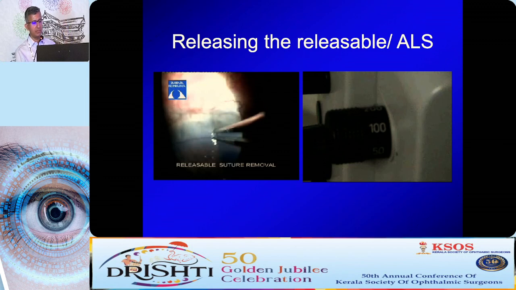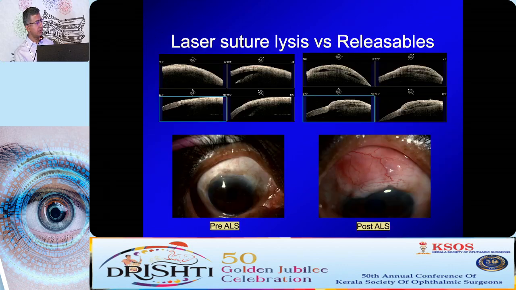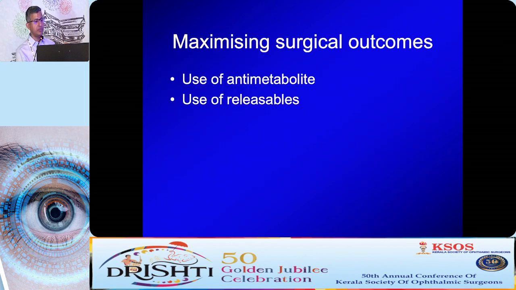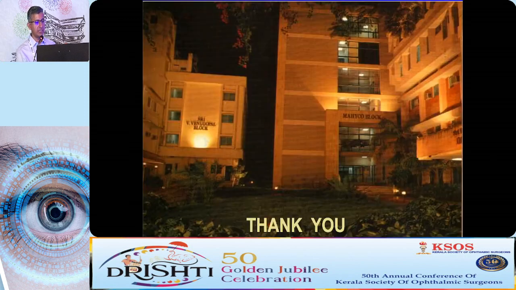Both are fairly effective, and if done properly, this is pre and post release. You can see a small little scarred bleb pre, and post argon laser suture lysis, you're seeing a fairly large diffuse bleb which goes around. So if you have done it at the correct time, you can probably get a fairly good result. Don't forget that if you're very aggressive with this, you might sometimes end up with a shallow anterior chamber even then. So when you want to maximize your surgical outcomes, the use of antimetabolites and the use of releasables are critical to this, because one helps with the healing, the other helps with the titration of flow. And both are critical steps in trabeculectomy surgery, as with everything else. Thank you.